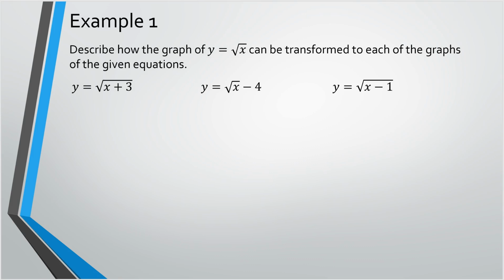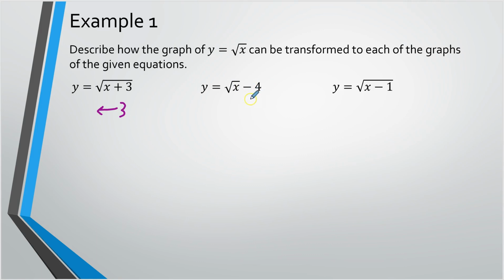So for our first example, we're going to use the function square root of x and then compare what happens when we are adding numbers in various places to it. So if the addition or subtraction is happening inside of the parentheses or inside of the square root symbol, like in this case, this is the left to right motion. Remember, it's backwards from what you expect, so this would be described as a shift left 3 units.